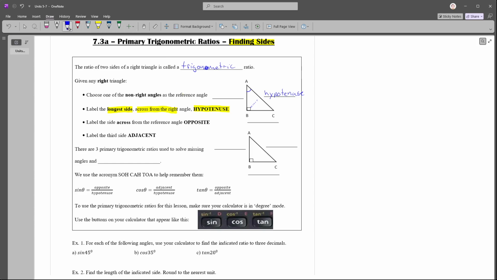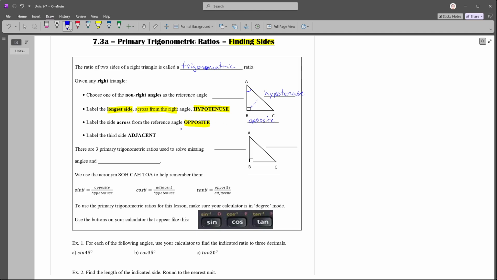Now we're going to label two more sides. We're going to label one side called the opposite. And what do I mean by opposite? It means opposite of our reference angle. So if A is our reference angle, we're going to go to the opposite side of A, and that's way down here at the bottom. This is going to be our opposite side.